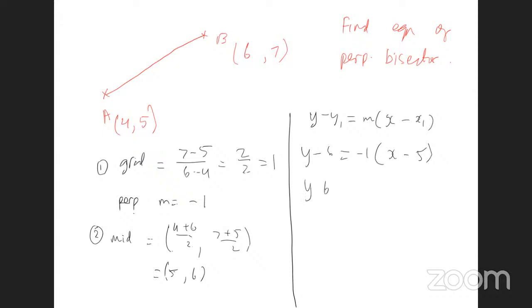So y minus 6 is minus x plus 5. Carry across the minus 6, and you'll get minus x plus 5 plus 6. y equals minus x plus 11. That's it. Okay? All right, so please don't forget these things, right? Next week, what we'll do is we will continue from here.